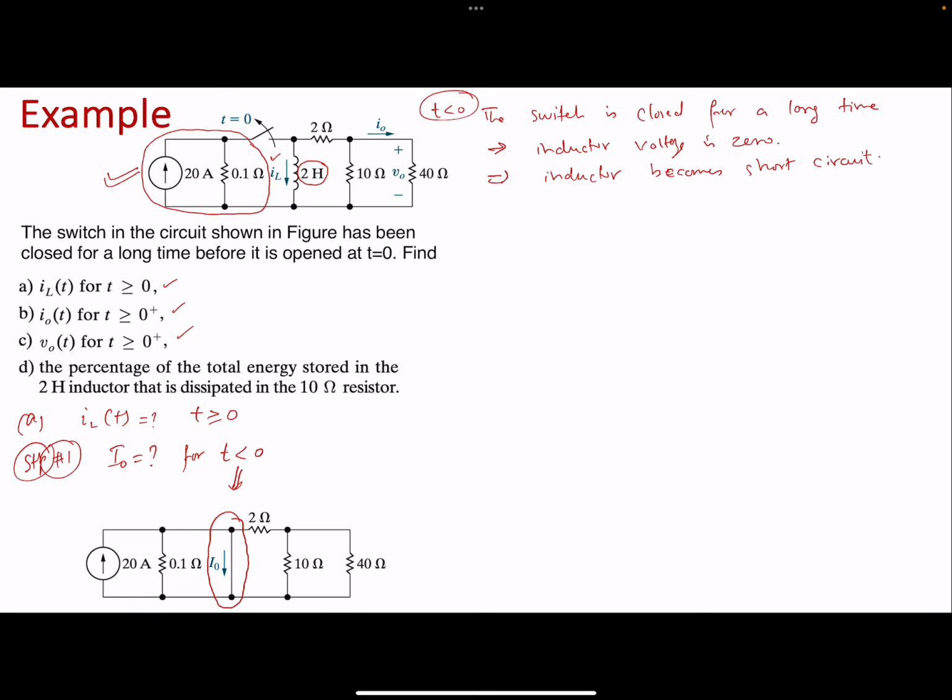So if the inductor becomes a short circuit, as we can see, then all the other resistors can potentially be ignored, and I naught becomes exactly 20 amperes. So your I naught equals 20 amperes.